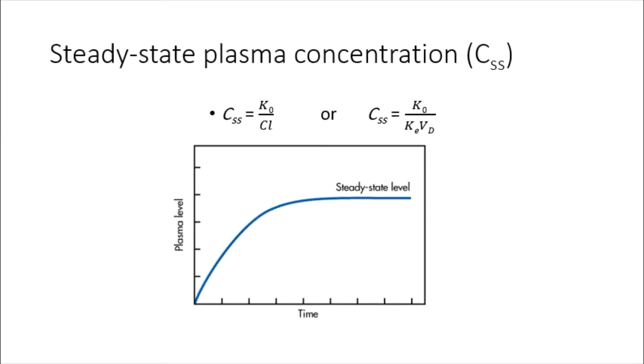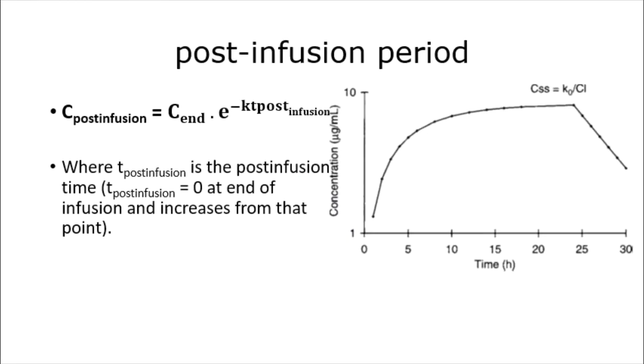And later, after the steady state is reached, the plasma concentration at any time at steady state can be calculated simply by dividing the infusion rate over clearance, or infusion rate over elimination rate constant multiplied by the volume of distribution.